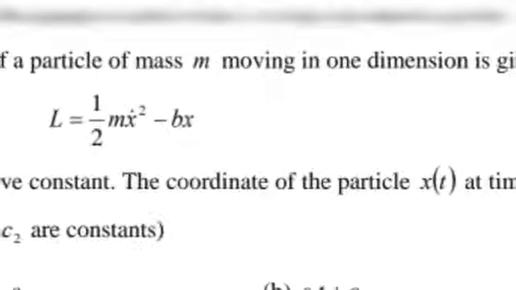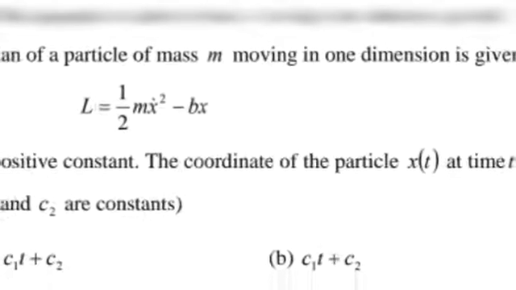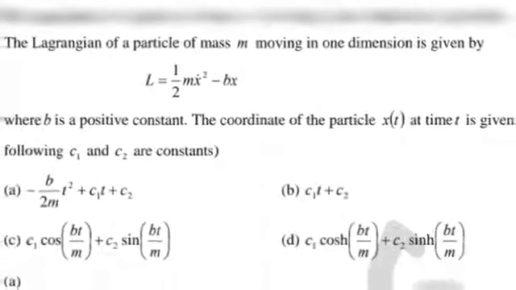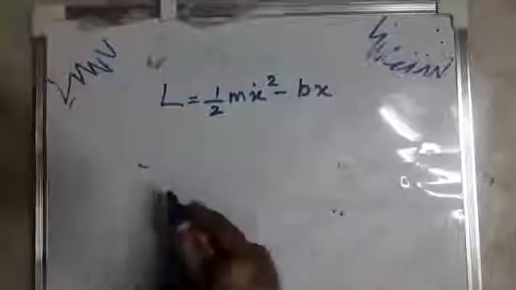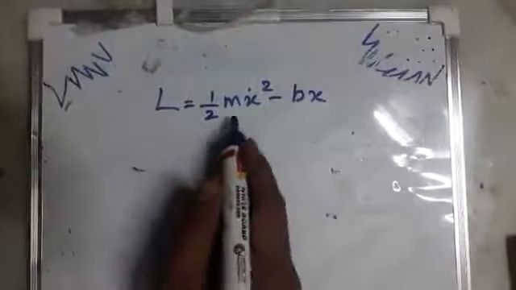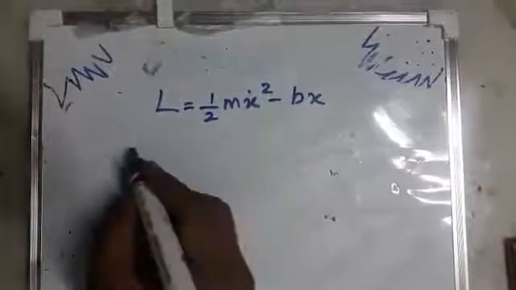The Lagrangian of a particle of mass m moving in one dimension is given, and the coordinate of the particle, x of t, is asked. The Lagrangian of the particle is given as L equal to half m x dot square minus b x.